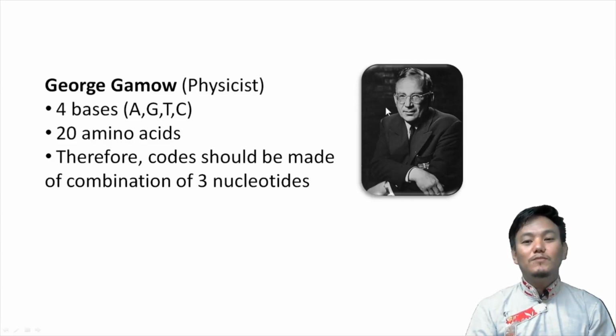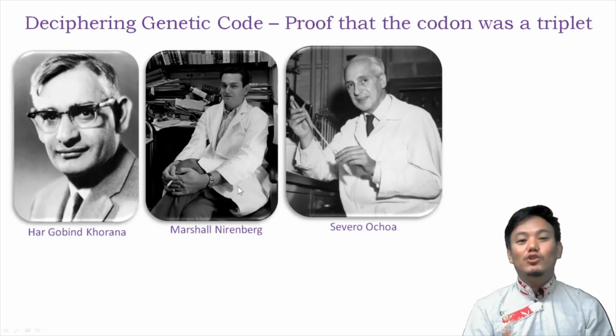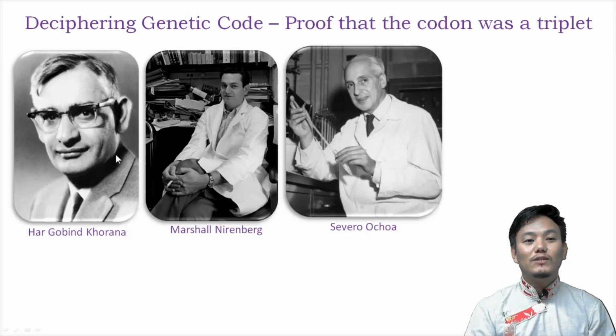So he was the first person who suggested that the codon is a triplet. To prove that the codon was in fact a triplet, as suggested by George Gamow, many scientists tried to decipher the genetic code.